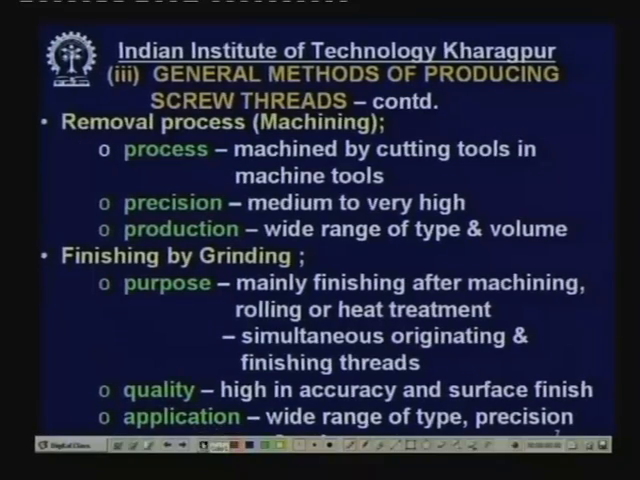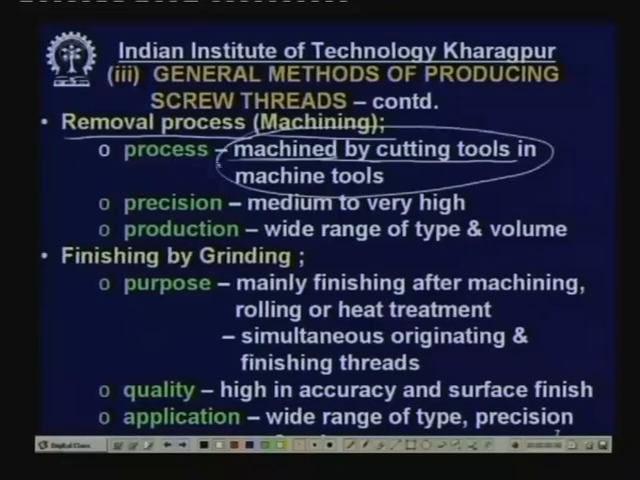Machining, removal process or machining. Now, what is removal process? Machining is the process of removing excess material in the form of chips from the blank with the help of a cutting tool, which will be moved relative to the job surface, and this work will be accomplished in a machine called machine tool.